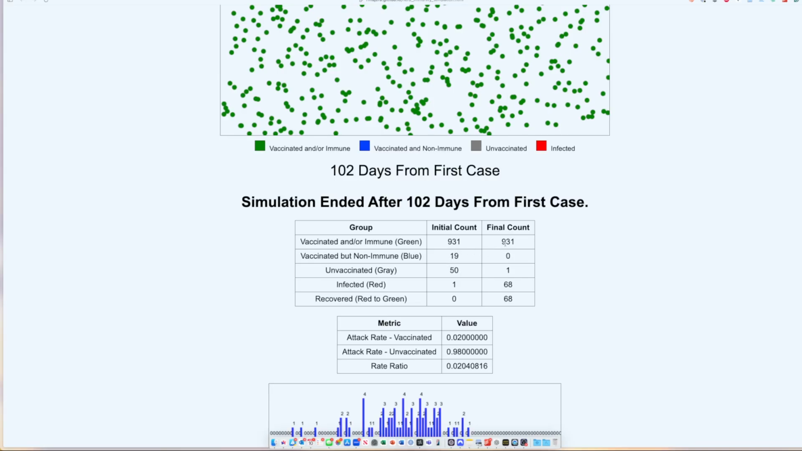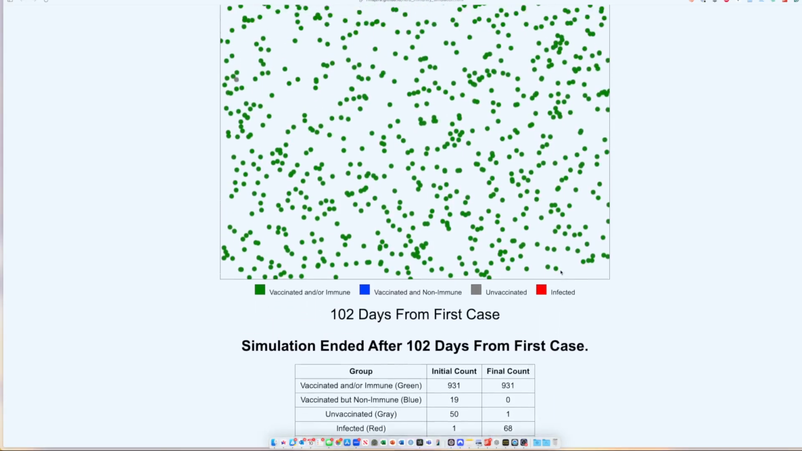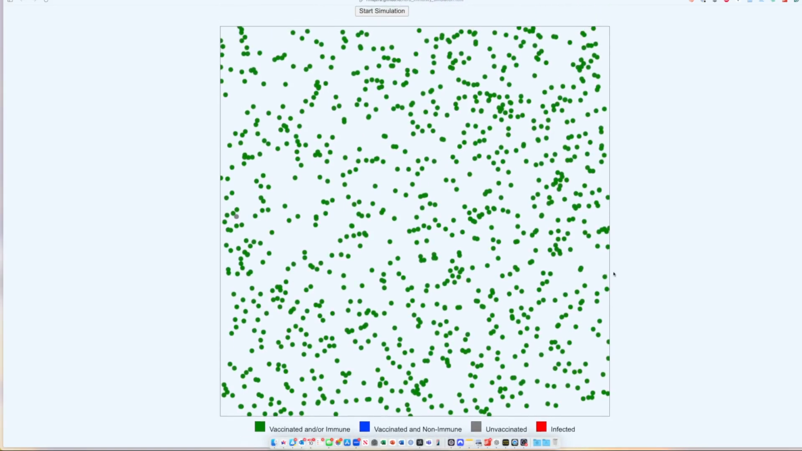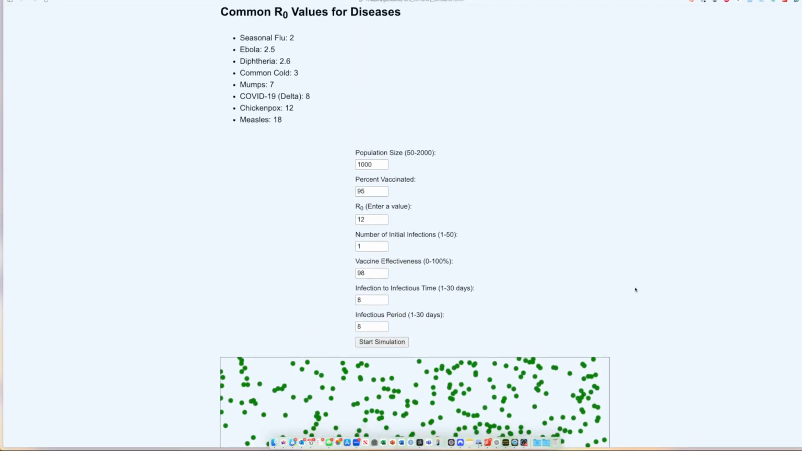So of those who were vaccinated and immune, of course, all of them fought off the infection. Vaccinated but not immune, all of them went from 19 to 0, so all the not immune became infected. And unvaccinated, almost all of them became infected. There was one who was not infected. So one gray dot in there somewhere, if I can find it. Oh, yes, here it is. There's a gray dot in here somewhere. So that is a person who was not vaccinated but survived the epidemic. So that's beyond the herd immunity threshold.